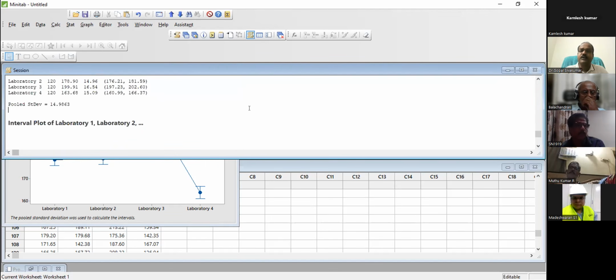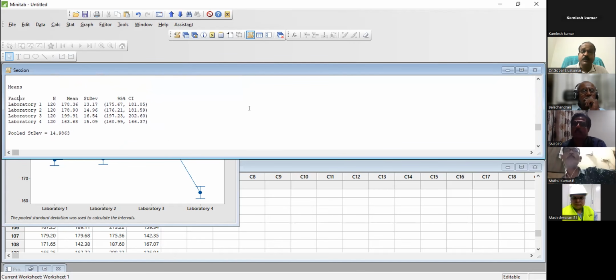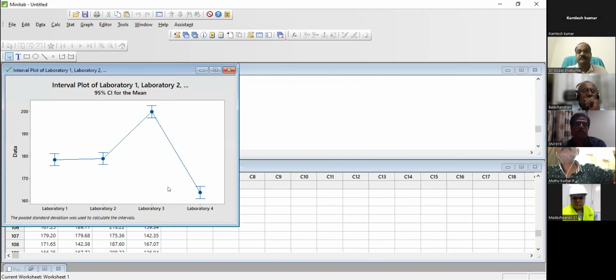How much is the difference? And all that, you are now allowed to look at the data. Now go to the data. You see laboratory 1, what is the average turnaround time? 178. And laboratory 2, that is also 178. But between 1 and 2, there is no significance. You can see that in the graph.